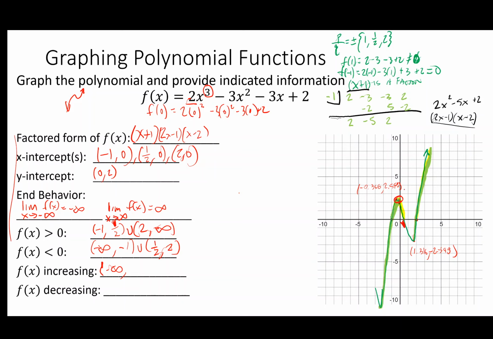Then the opposite of that part of the domain would be where it's decreasing. So everywhere from the x-coordinate of that first turning point, not including it, to the x-coordinate of the next point, 1.366, and that's it. Everywhere else it's increasing. So there we answered all of these questions and graphed that polynomial.